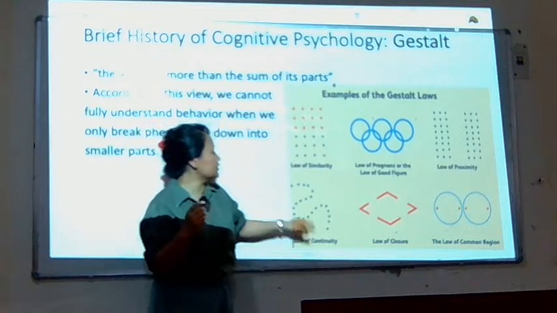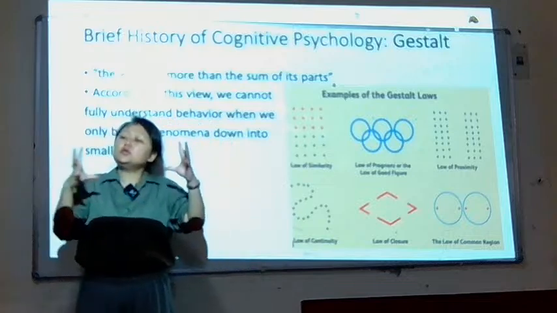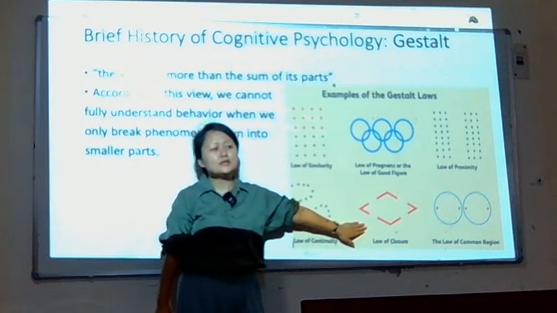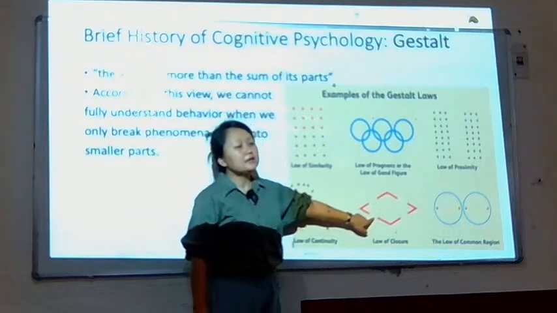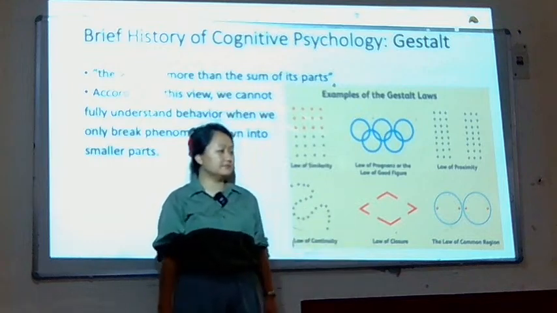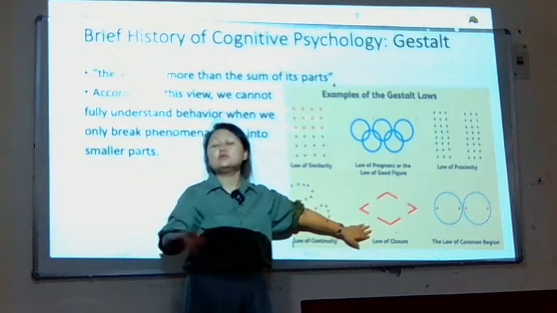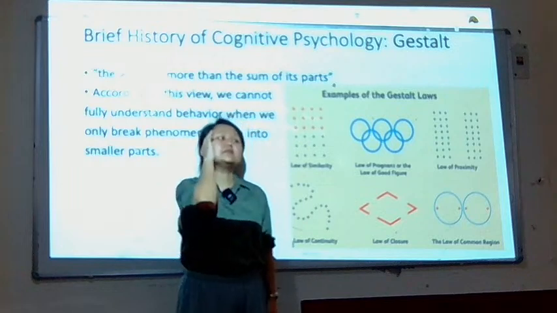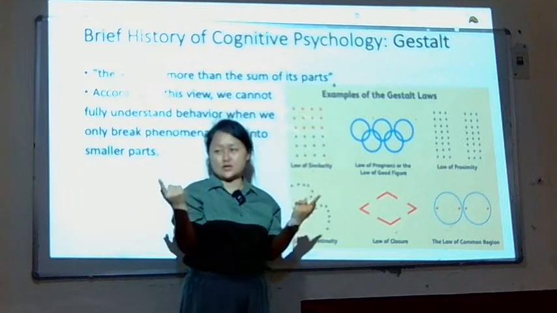Then you have the law of continuity. Even if they are haphazard, you still continue it and you group them into one, right? Law of closure. See, what is this shape? It's a diamond shape, rhombus, right? There are holes here. The parts are broken, but why do you still say it's a diamond shape? Because your mind is telling you that's the shape, right? Even if I draw a semicircle like this, you will still perceive it as a circle. Why? Because our mind completes it for us, right?